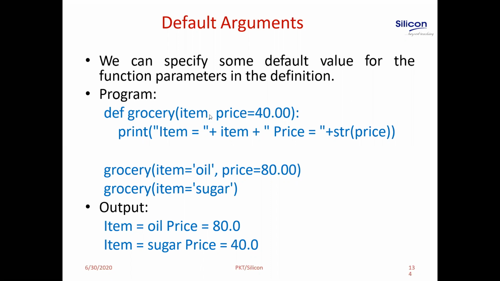So you cannot write item equals to something and price doesn't have a default value. Understood? Only the trailing elements can have default. So if you are assigning a default value to a variable, all the variables on its right hand side must have default values. It will go on assigning from leftmost to the next one, like that, at the time of calling. Is it understood or anyone having doubt? No, sir, it's understood.